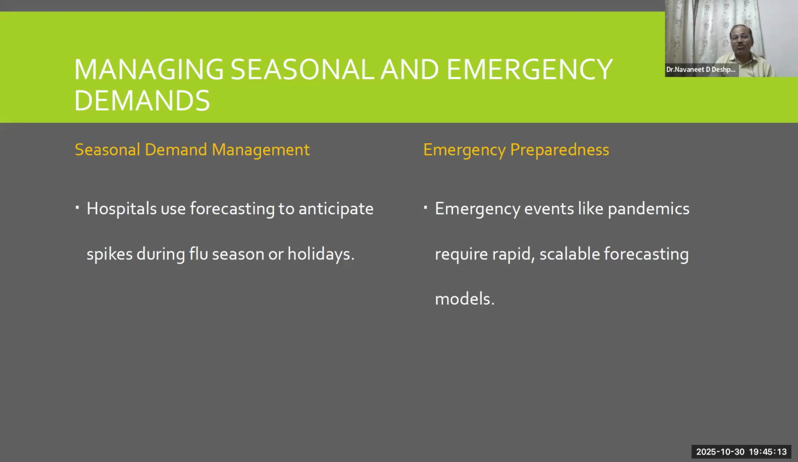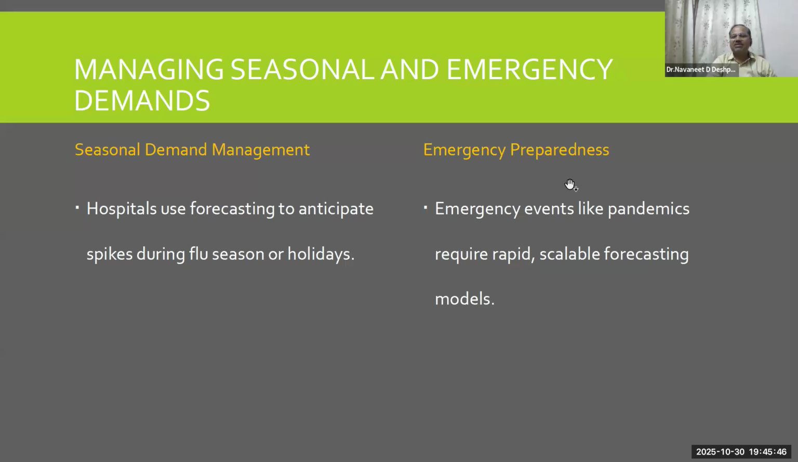So let's try to see managing seasons and emergency demands. Hospitals use forecasting to anticipate spikes during flu season, especially if there is some viral outbreak going on, if there is any kind of pandemic going on, or during sudden changes in temperature, hot climatic conditions, warm weather, or sudden unexpected changes in the weather forecast. These are the times when one has to be sensitive in taking care of seasonal demand management.